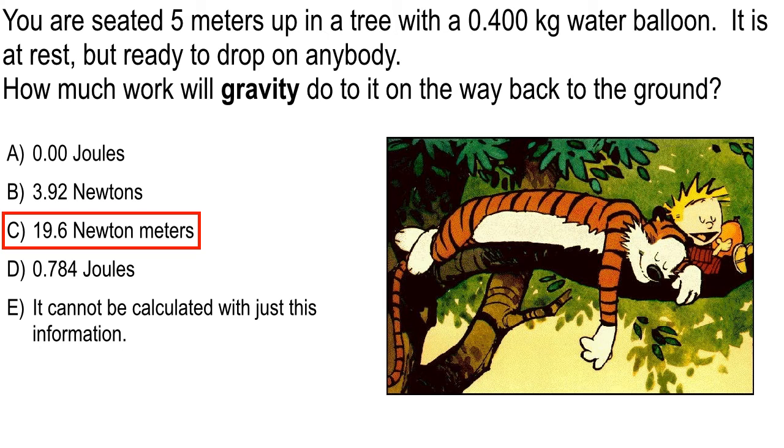Now, what is 3.92? 0.4 times 9.8? All right. Okay, so if you typed in 3.92, oh, that's the weight force. So if you typed in 3.92 newtons, you were thinking about the weight force. But no, the work that gravity does is weight force times h, 5 meters. So that works out to 19.6.